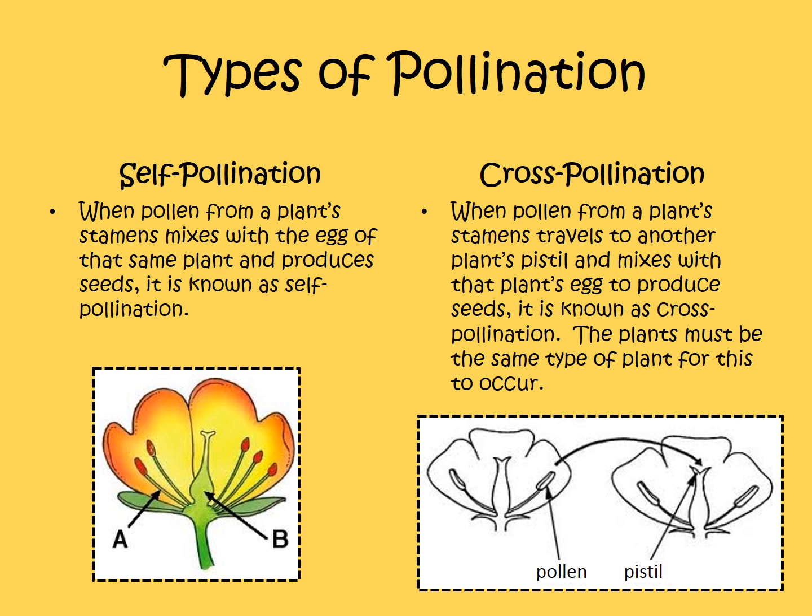A different type of pollination is cross-pollination. This occurs when pollen from a plant's stamens travel to another plant's pistil and mixes with that plant's egg to produce seeds. This is known as cross-pollination. The plants must be the same type of plant for this to occur. So in self-pollination, you can see in the picture there's only one flower. In cross-pollination, two flowers from the same type of plant pollinate each other.